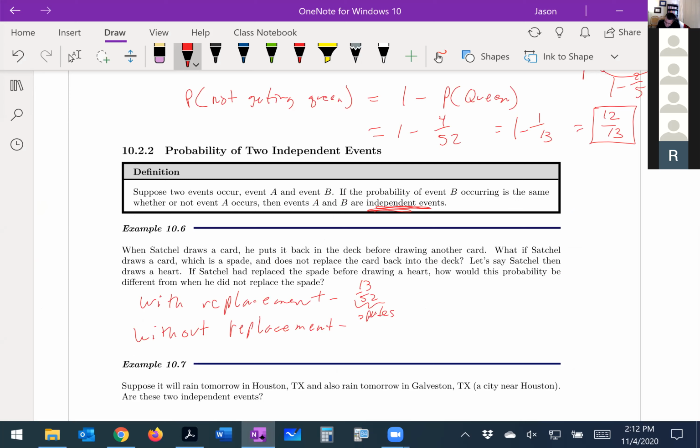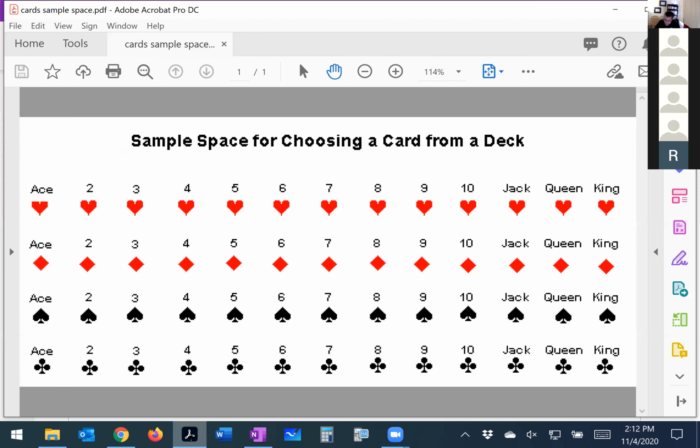But then what would happen if I wanted the hearts next? Well, if I wanted the hearts and I put the card back, I would start with the exact same sample space. I would start with the exact same number of cards. I put the card back in the deck, I still have 52 cards. So now what's the probability of getting a heart? It's the exact same thing as the probability of getting a spade. It's still 13 out of 52.